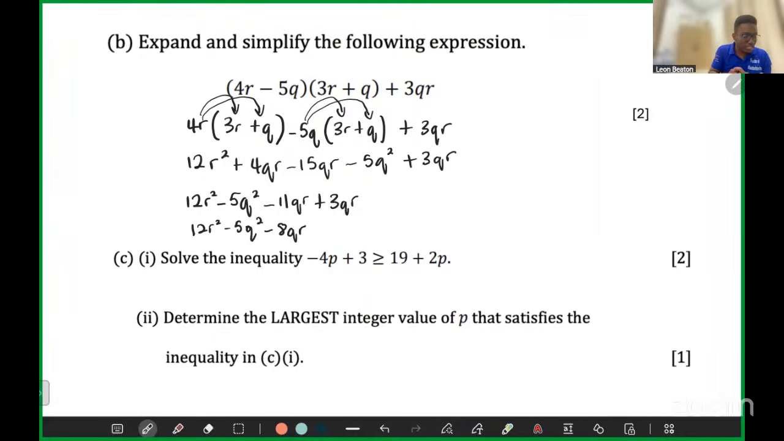Let me just double check this on my calculator. I just want to double check on the calculator. So it's correct. This will be our answer when we simplify this.